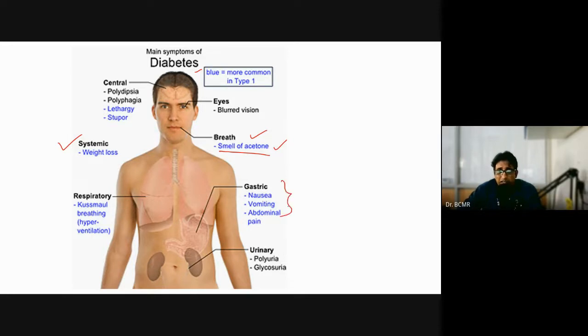There are nausea and abdominal pain, and some very common symptoms are polydipsia and polyphagia. That is, you feel hungry, you feel thirsty all the time, you feel weak, and sometimes when it advances, the vision is also blurred. Previously they used to test the urine glucose. Polyuria is frequent urination, and glucosuria is the presence of a high amount of glucose in the urine.